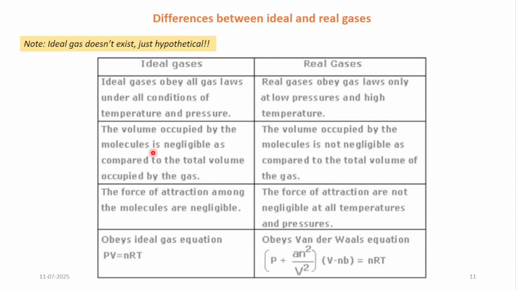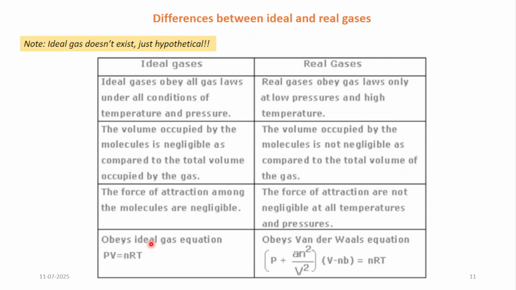The volume occupied by ideal gas molecules is negligible compared to the total volume occupied by the gas, but the volume occupied by the molecules in the case of real gas is not negligible. For ideal gases the forces of attraction among the molecules are negligible; we should say there is no force of attraction or repulsion between the molecules. For real gases the forces of attraction are not negligible, especially under low temperature and high pressure.